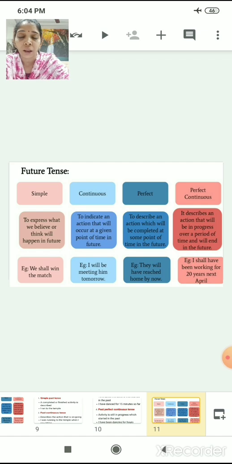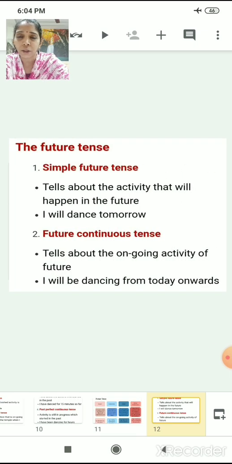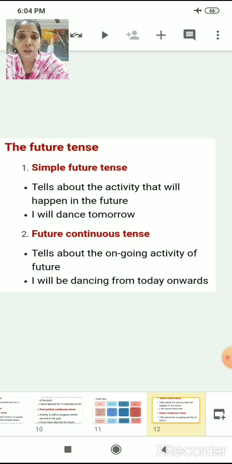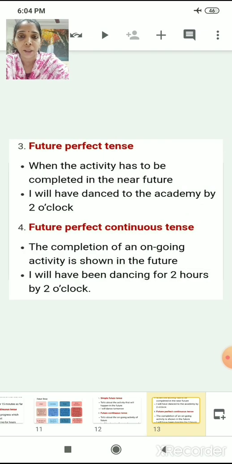So with this, students, we come to an end of the explanation part of tenses. We have learned about all three types, and in short, let me tell you about this future tense. Simple future tense tells us about the activity that will happen in the future. Future continuous tense tells about the ongoing activity of the future. Future perfect tense, okay, it tells when the activity has to be completed in the near future, and the completion of an ongoing activity is shown in the future under future perfect continuous tense.